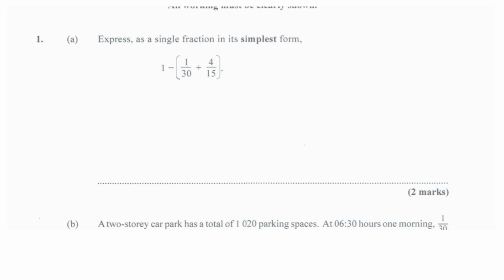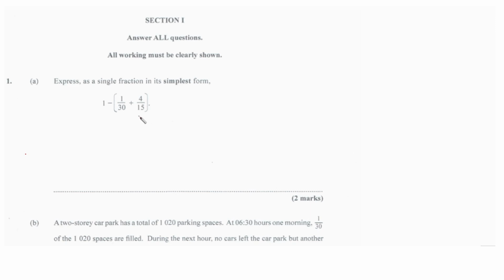So here we have question 1. We want to express this as a single fraction in its simplest form. It's important to note that 4/15 here can be written as 8/30, and 1 whole here can be written as 30/30 as well. So let us go straight ahead and write 1 whole as 30/30. And let's put our bracket back there. So we have 1/30 plus 4/15 is 8/30 as well.